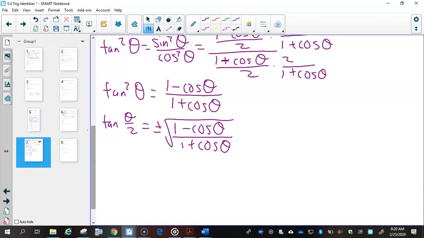So this would be your first tangent half angle. You could use this one and not use the other, but this one has the plus or minus, and you have to do the square root, so it's a little bit complex. Tomorrow I'll show you how to get the other two, and then we'll actually use this.